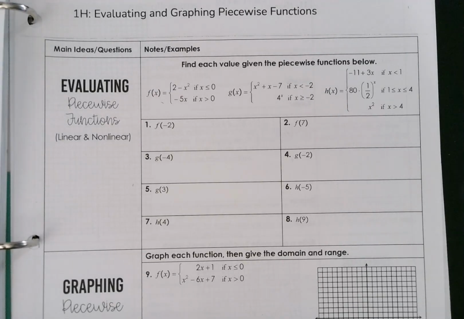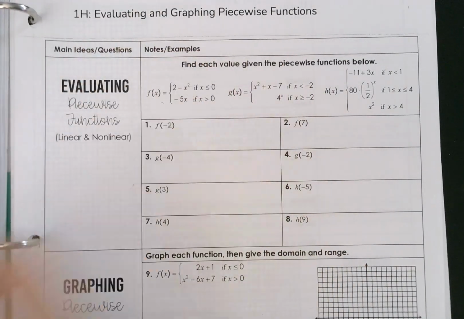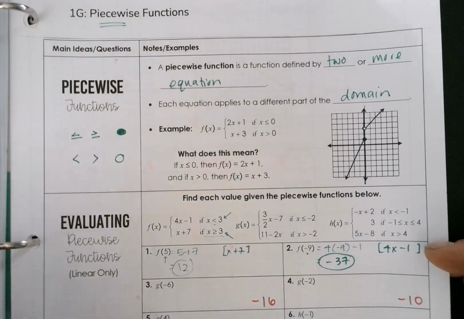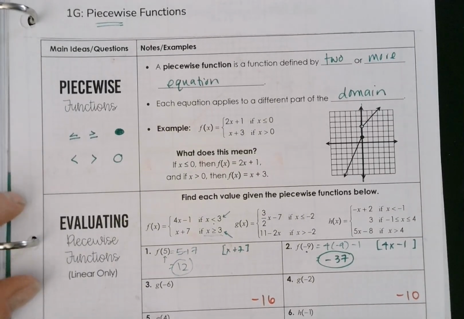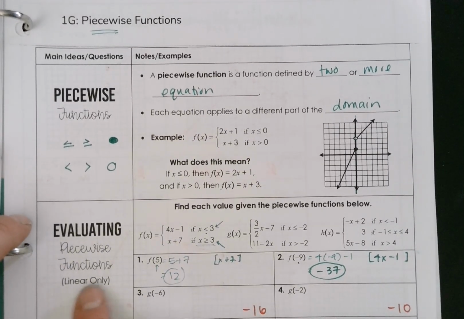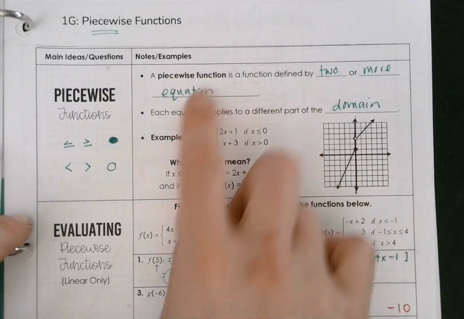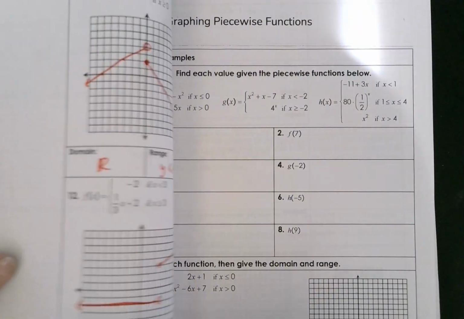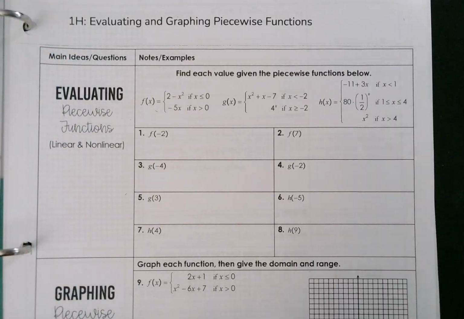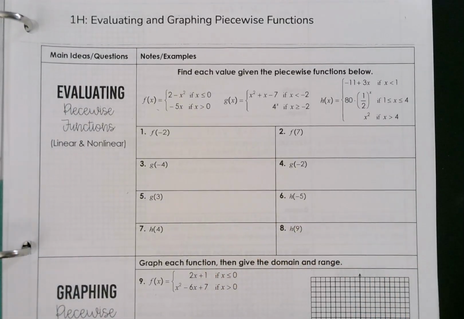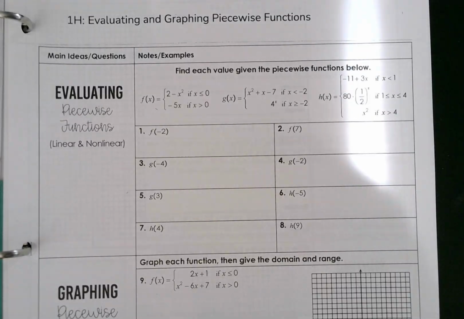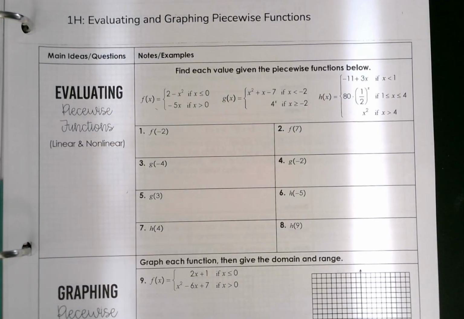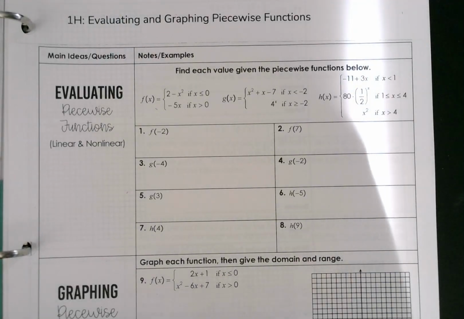Hello. So, we are going to do 1H today, evaluating and graphing piecewise functions. We just finished 1G, piecewise functions. And the only difference between these two worksheets is that 1G is linear only. So you'll notice all of the equations in this whole worksheet are all lines. They're all linear. In 1H, we're going to up the ante a little bit, and we're going to include nonlinear equations. So that includes exponential equations and quadratic equations.